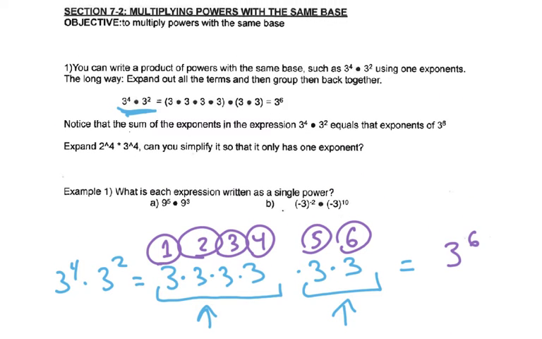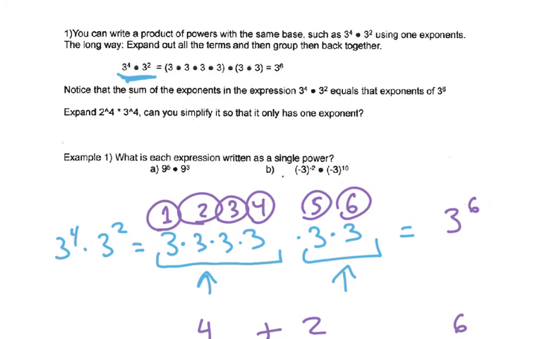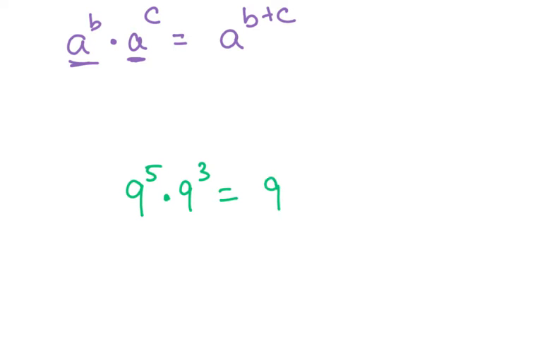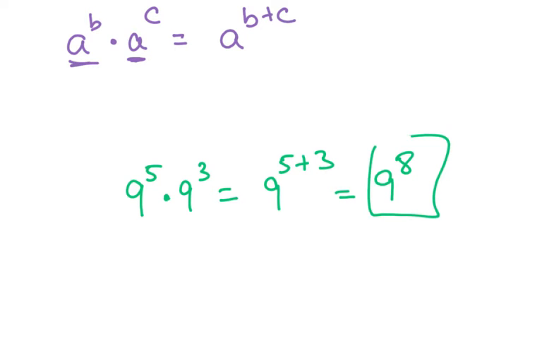So if we look, let's look here at this one. So 9 to the 5th times 9 cubed. So if I see 9 to the 5th times 9 cubed, this is just 9. Well, if you have 5 of them in one and 3 in the other, then you have a total of 8 of them. So it's 9 to the 8th.